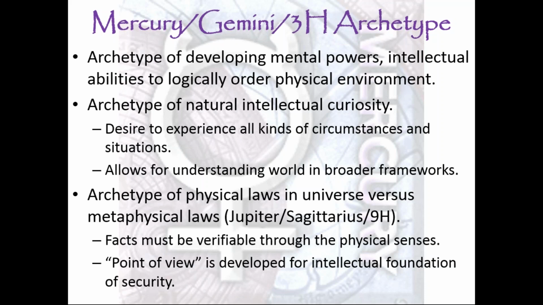So this is where Mercury becomes the archetype of physical laws in the universe versus the metaphysical laws or the polarity Jupiter with his rulership of Sagittarius and the 9th house. Gemini, 3rd house Mercury, we must verify the facts. We must know them through the physical senses. We must hold the pen in our hand. We must take a drink of water. We must see the flood zone plain for ourselves when it comes through our neighborhood.